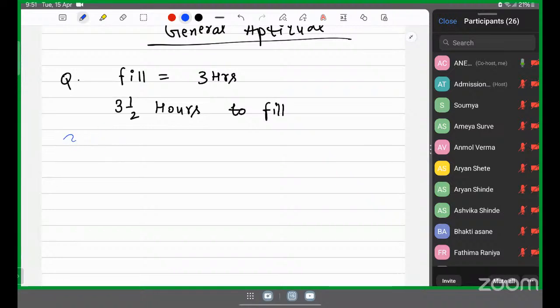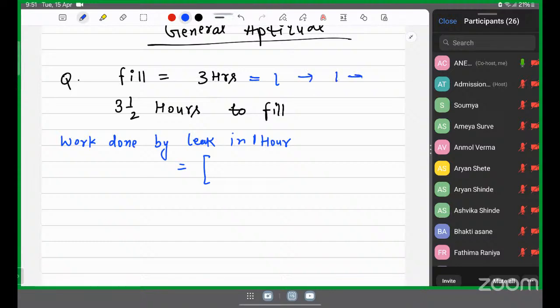So, work done by leakage in 1 hour. This will be work done to fill the tank, means the part of tank that is filled in 1 hour. So if it is taking 3 hours to complete it, for 1 hour it will be 1 by 3. So in 1 hour, 1/3 part of the tank will be filled.